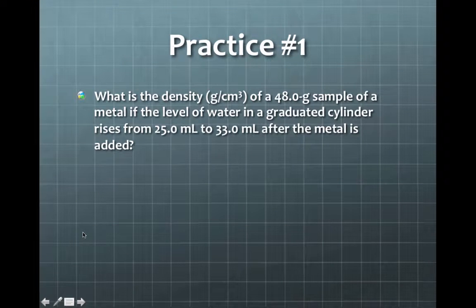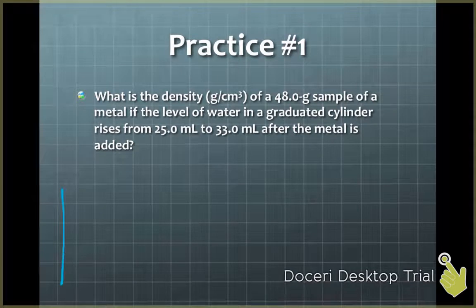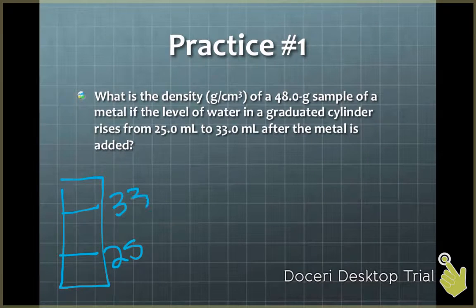Now, when we are doing density, we just need to basically practice. In this problem it says, what is the density of a 48 gram sample of a metal if the level of the water in a graduated cylinder rises from 25 to 33 after the metal is added? This would be an irregular solid like we saw in the one before. In our graduated cylinder, we started off at 25. The water rose to 33, which gives us a displacement of 8 milliliters. So the volume is going to be 8 milliliters.